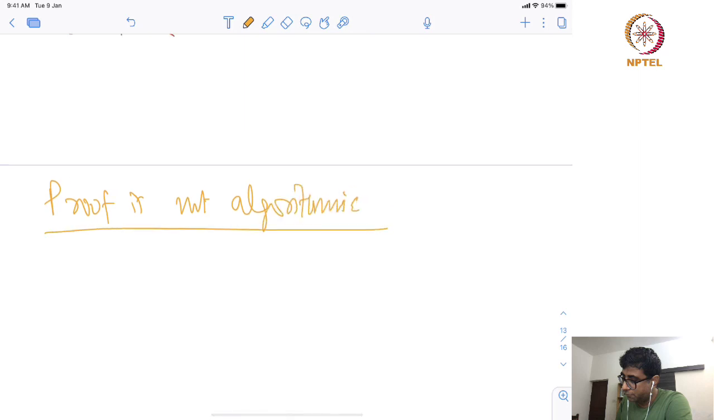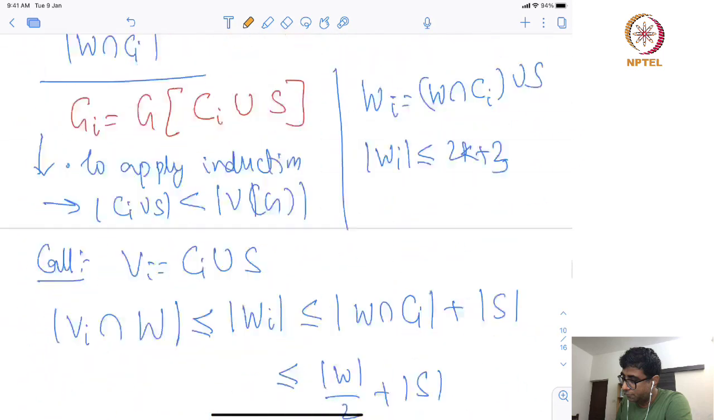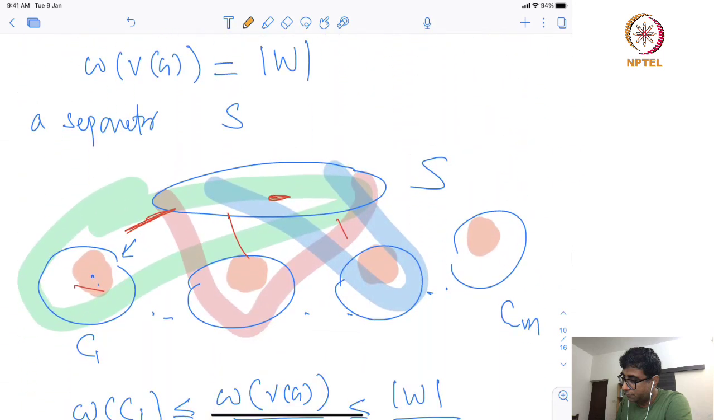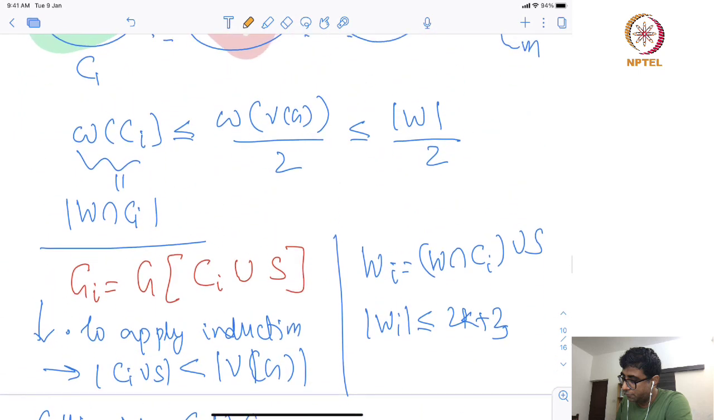And the question is why? Okay. So the only reason this proof is not algorithmic is that when we apply the induction hypothesis, we can replace induction with recursion. But what is not clear to us is that what we used is right.